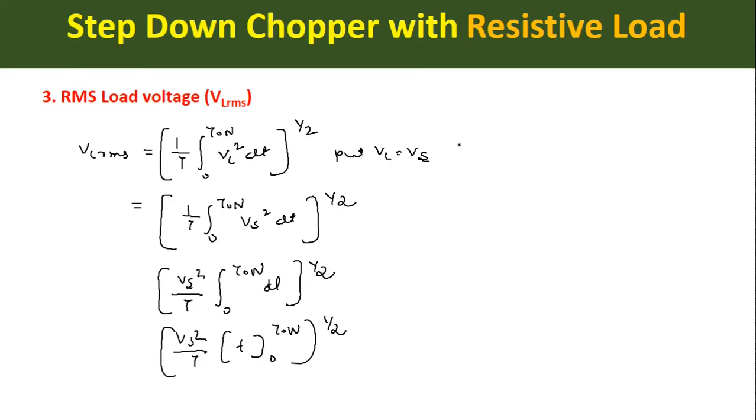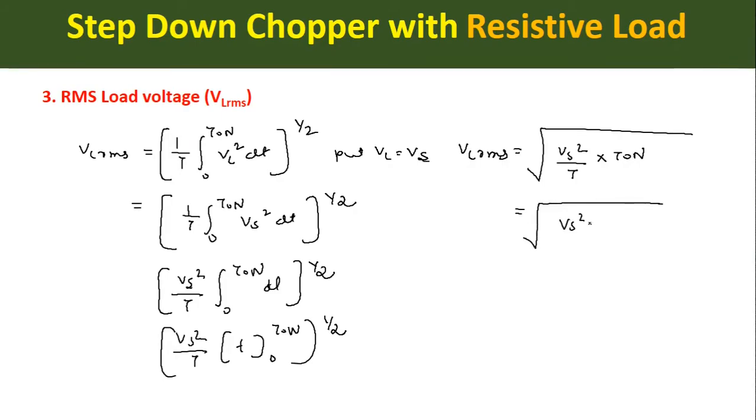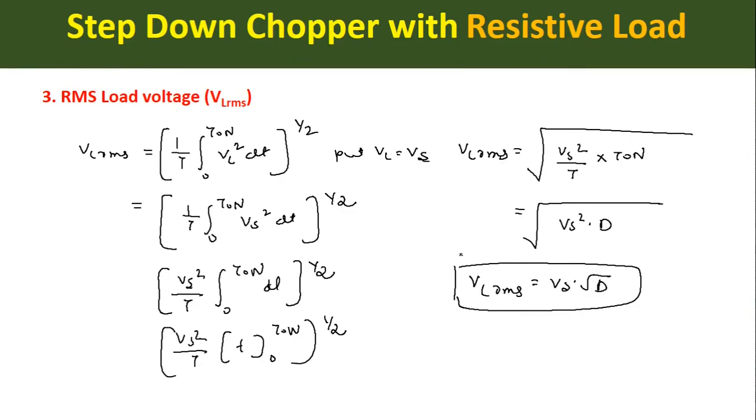Okay, so from this equation we will get VL RMS is equal to under root Vs square upon T into T on. So this T on by T is equal to duty ratio. So this will be equal to Vs square into D. Now VL RMS will be equal to Vs into root D. So this is the equation of the RMS output voltage or RMS load voltage for the step down chopper.